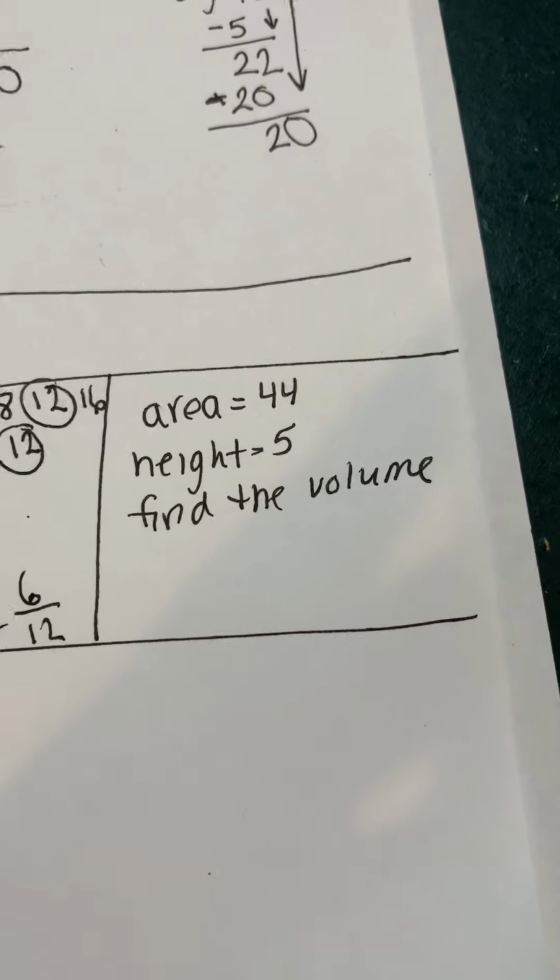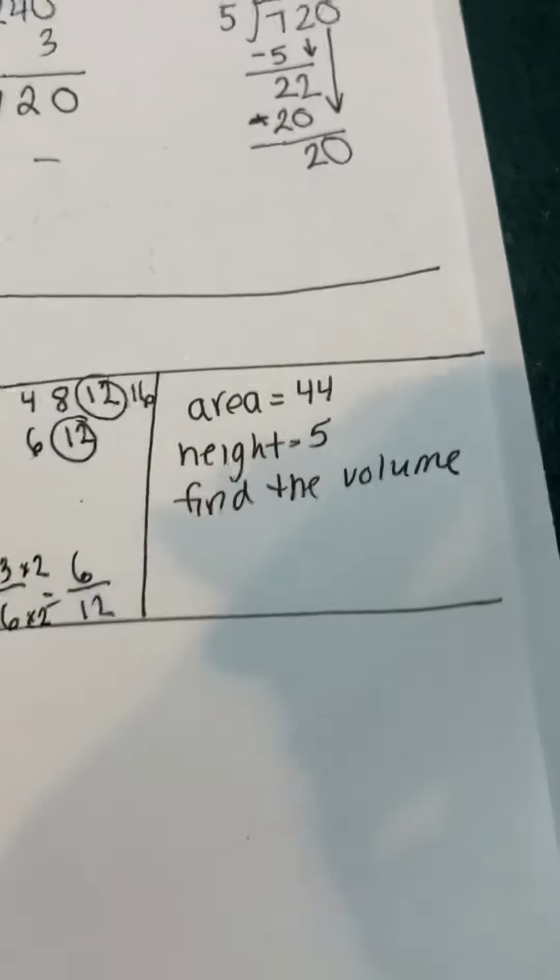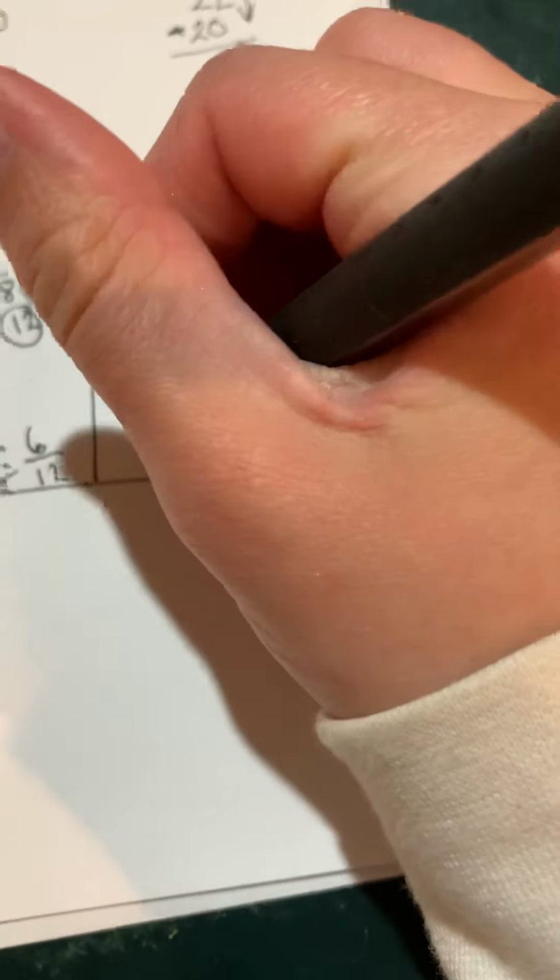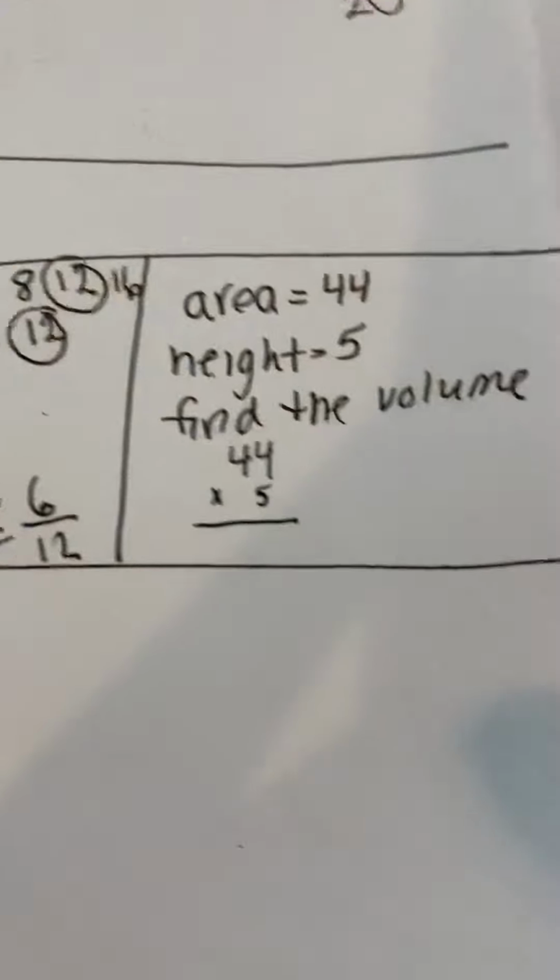Finding the volume. If the area is 44 and the height is 5, we multiply these two numbers together to find our volume. So go ahead and solve for that.